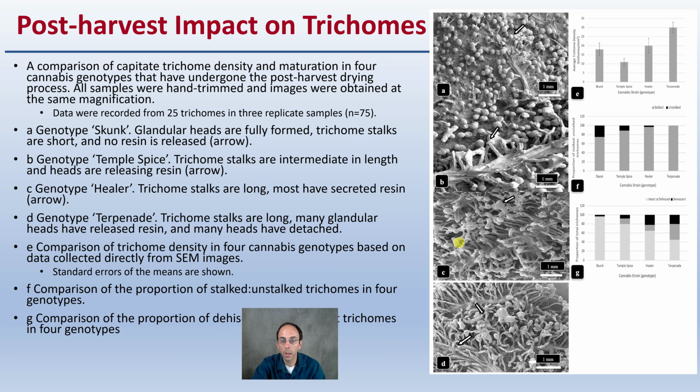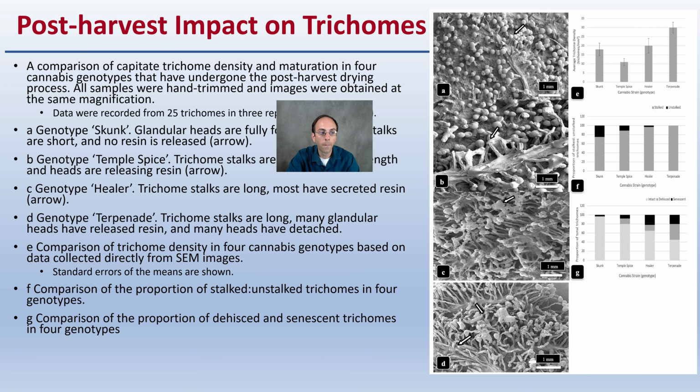And letter C here. Trichomes are long. Most have secreted resin. Again, showing where that arrow is located right there. D is looking at the genotype Terrapin, where the trichome stalks are long. Many trichome heads release resin. Many heads have also detached. E is the comparison of the trichome density in the 4 cannabis genotypes based on data collected from the images. And we can see the average trichome density, and we can see the variance that occurs with the different genotypes. Standard error bars are shown there.